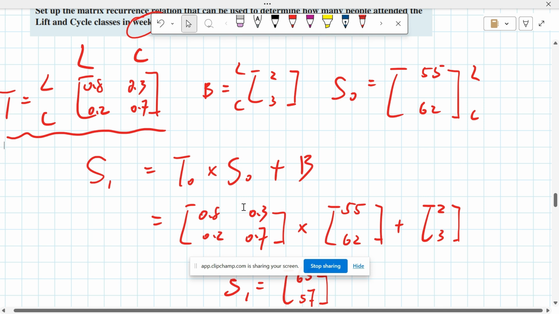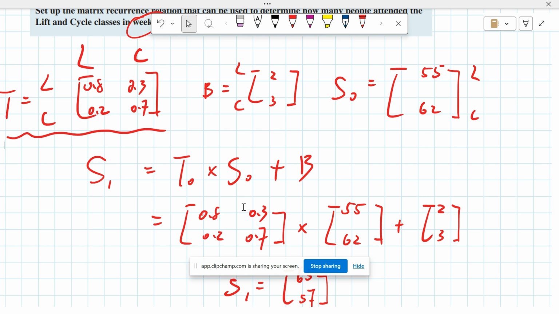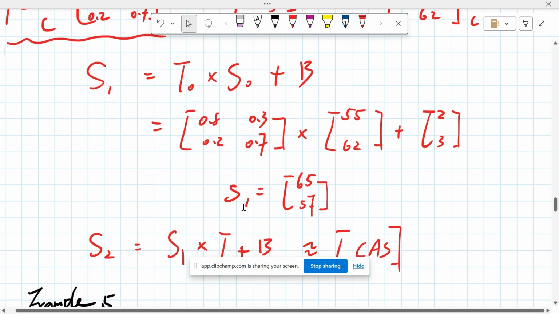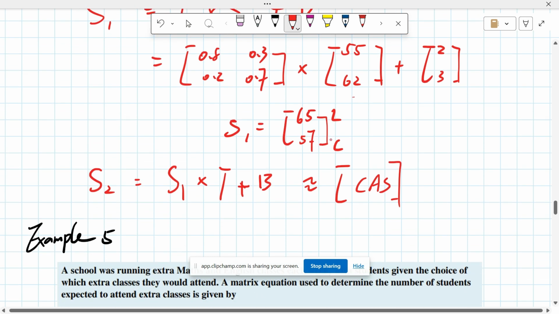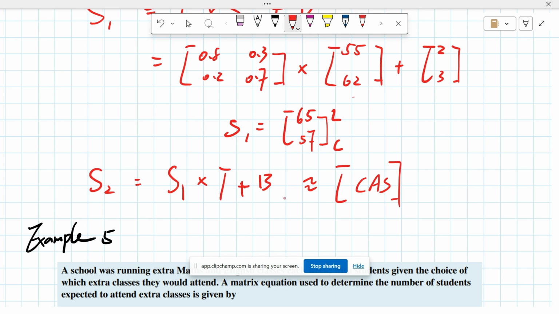Once you've done that, you use the transition matrix and then add the additional matrix, and you get the answer for each of lifting and cycling by CAS calculator. Then S2 will be your next one. So you're just using the CAS calculator to find your other answers as well. The solution showing in the CAS is just substitution of the numbers we had.